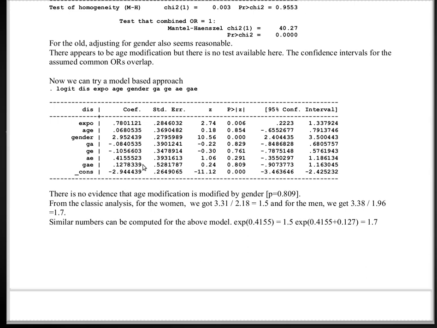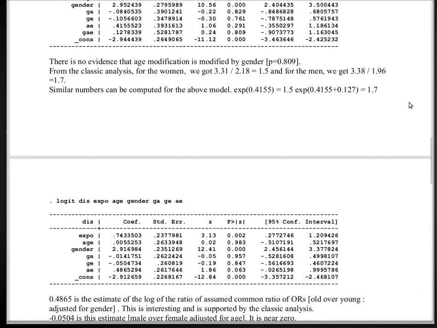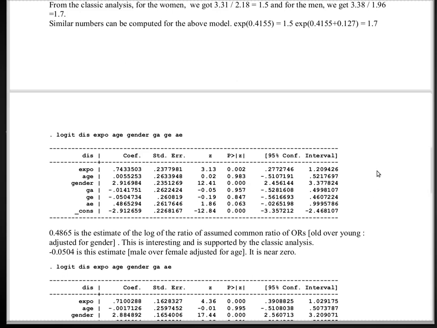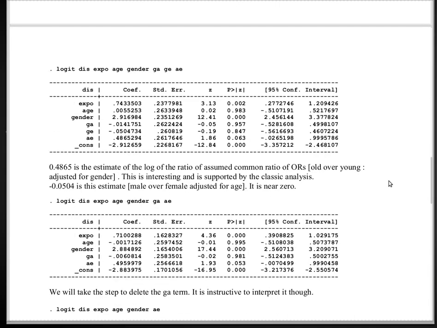You may find it helpful to review how, in fact, that number is obtained. So what did we get? We got the various pieces in this analysis. You can take some time with the rest of this text that's written here. Now let's proceed with an assessment of the model that allows for an assumed common odds ratio and an assumed common ratio of odds ratios, so it's young over old, adjusted for gender.